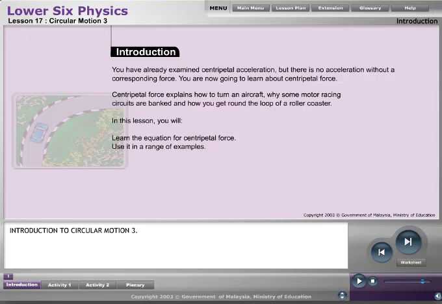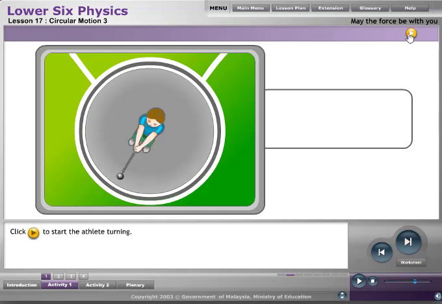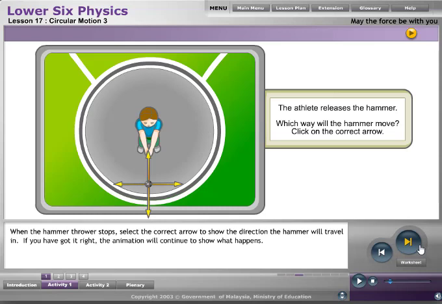In this lesson, you will learn the equation for centripetal force and use it in a range of examples. You need the force with you because if it goes, so do you. But which way? Click the play button to start the athlete turning. When the hammer thrower stops, select the correct arrow to show the direction the hammer will travel in. If you have got it right, the animation will continue to show what happens.